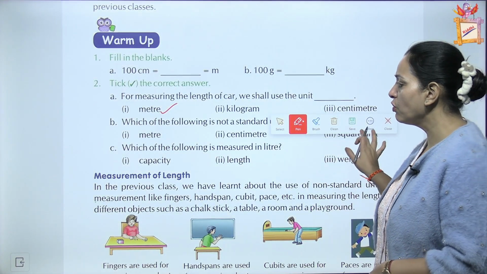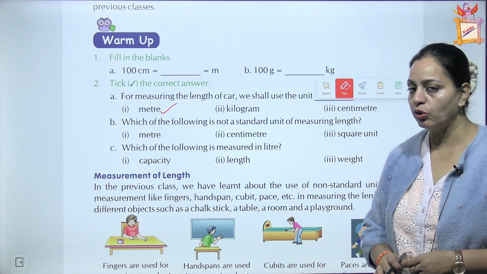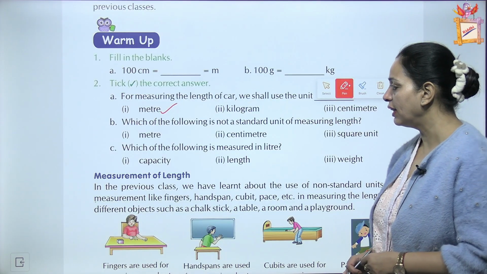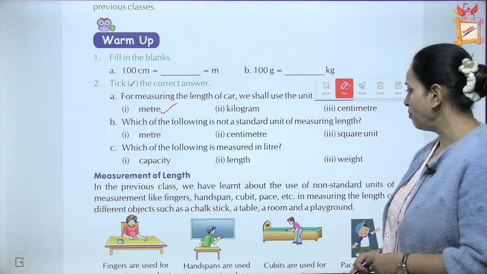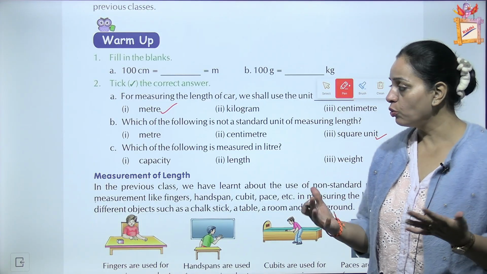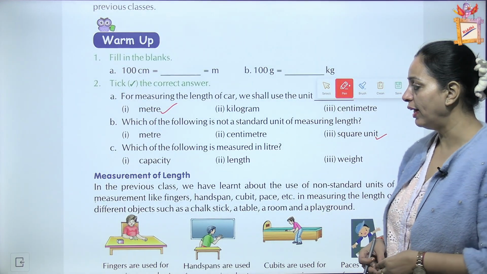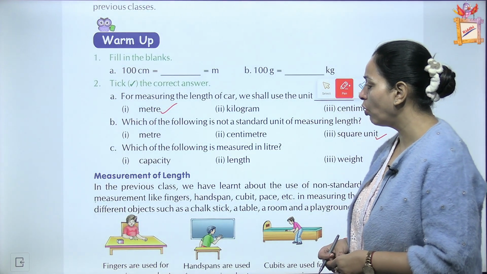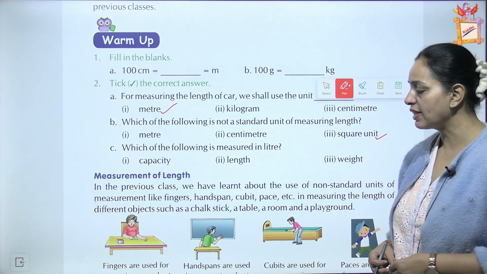The second one, which of the following is not the standard unit of measuring length? Meter, centimeter or square unit? Square unit is the unit of area, not the length. The C part, which of the following is measured in liter?